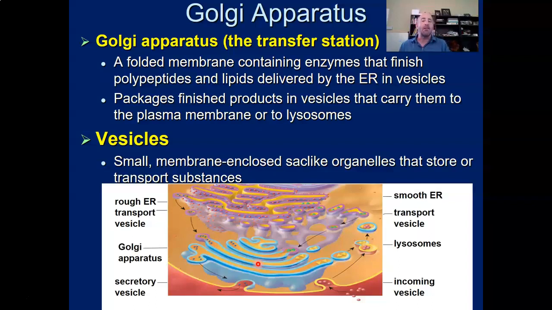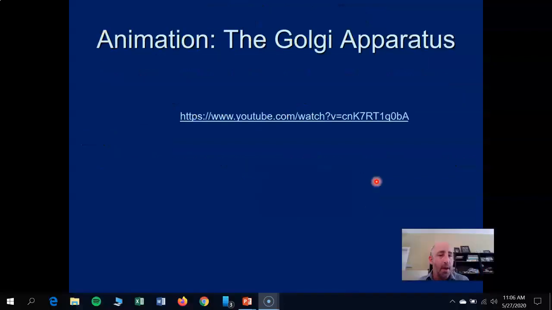Okay, so we've talked about the 4 parts of the endomembrane system. We talked about the nuclear envelope. We talked about the rough ER. We talked about the smooth ER. We talked about the Golgi. We talked about the vesicle.